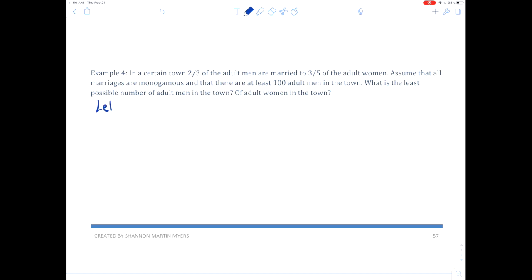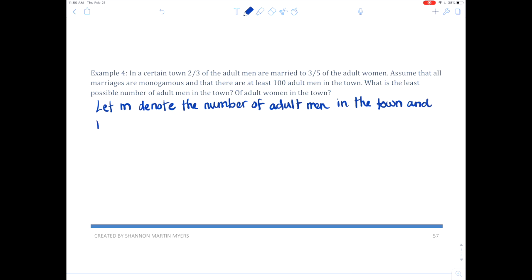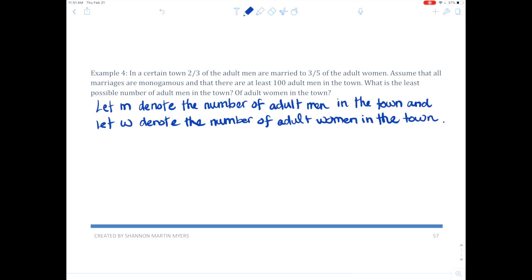Let's get a foundation here. Why don't we let M denote the number of adult men in the town, and let W denote the number of adult women in the town. All right, well, what do we know?